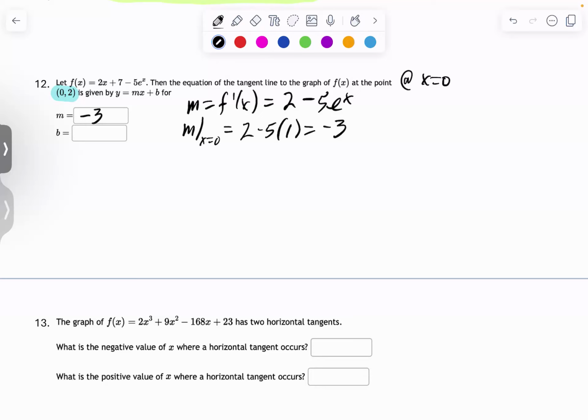And very nicely, they've already given us the y-intercept. That's 2, right? When x equals 0, y equals 2. So our equation of the line is going to be negative 3x plus 2. Not too bad.